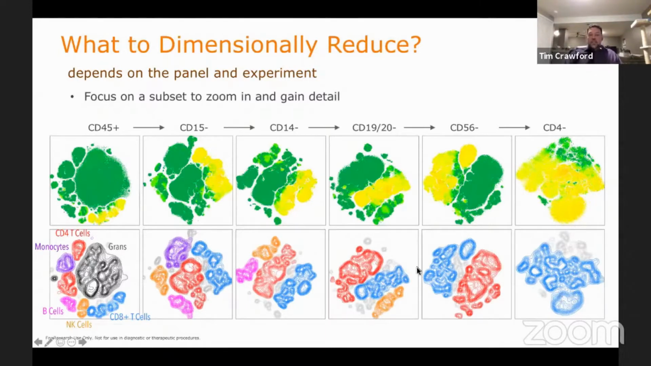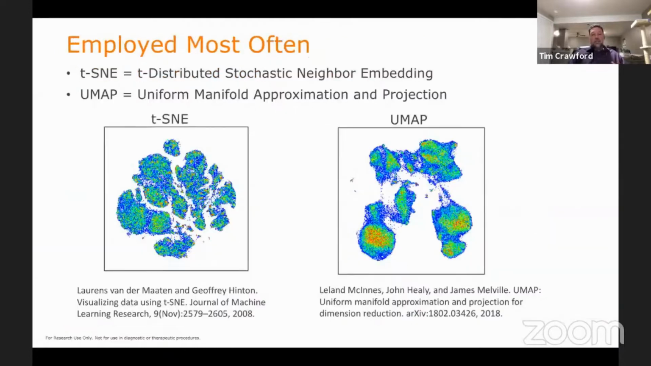So don't be afraid to gate down to specific subsets and employ dimensionality reduction and clustering algorithms at any level in your gating hierarchy to focus in on a particular subset for a particular question. I'm showing you all these T/Es because this is what I was familiar with. It's the algorithm that's been out the longest and commercially available through different softwares. And so we've gotten used to seeing T/E plots, but it's not the only dimensionality reduction algorithm out there.